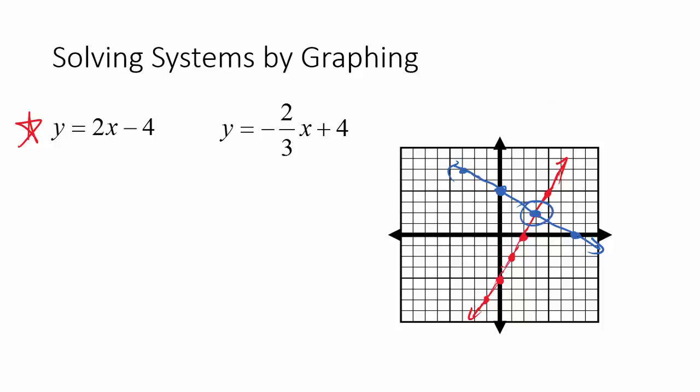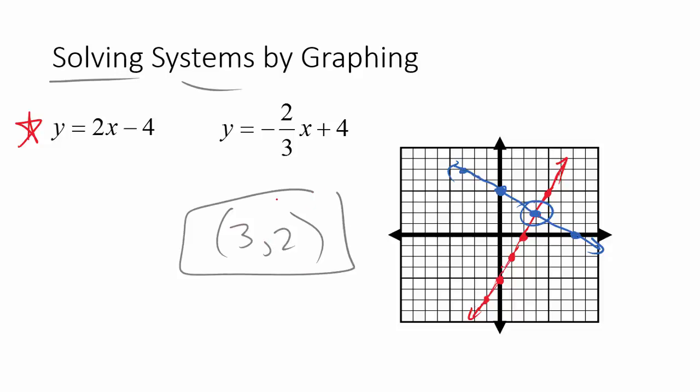So the way that we write our answer to these questions, again, when we're solving a system of linear equations, we're looking for the point where these two lines cross. So the lines cross at the ordered pair. Well, that would be the ordered pair (3, 2). So the solution, or the answer to this question, would be (3, 2).